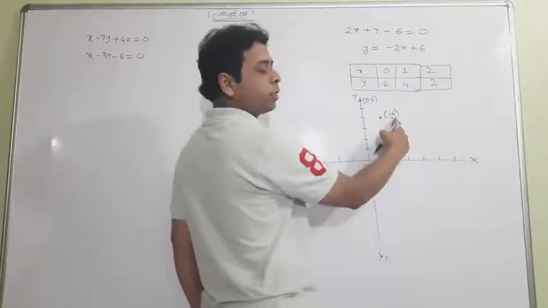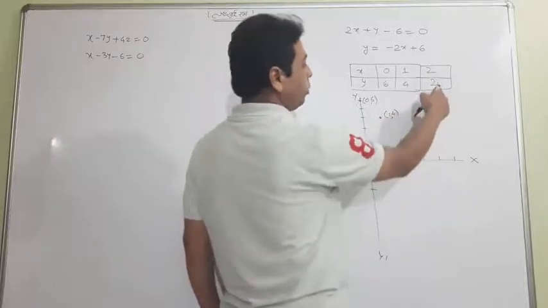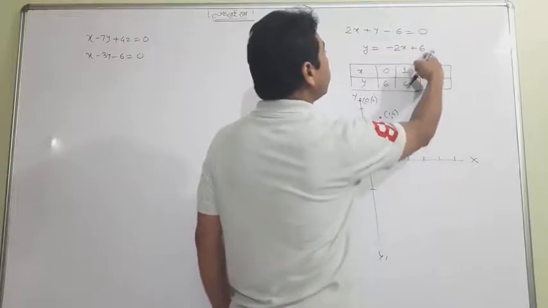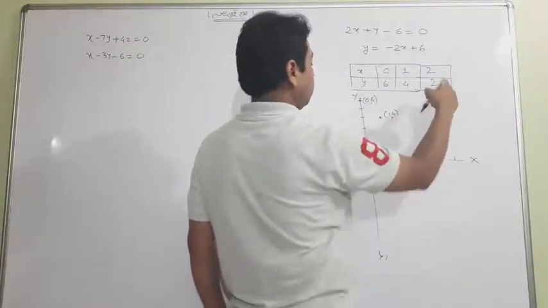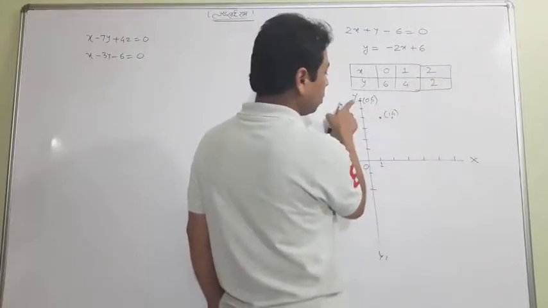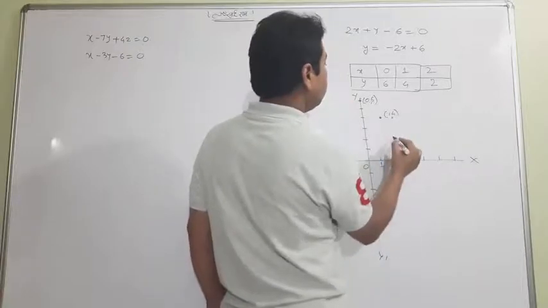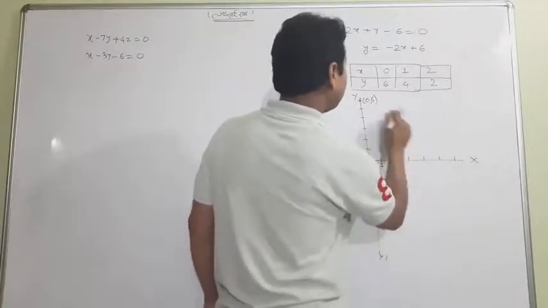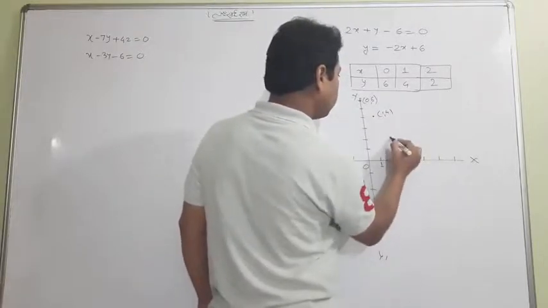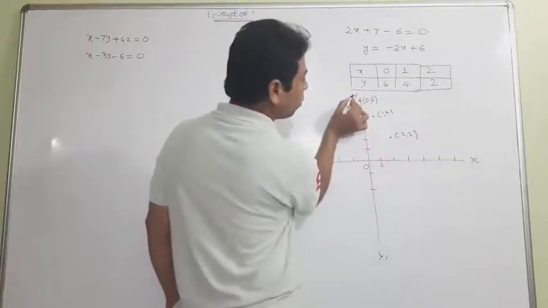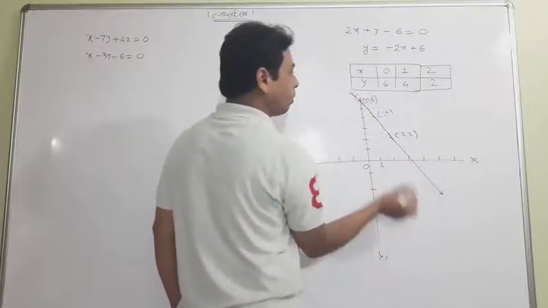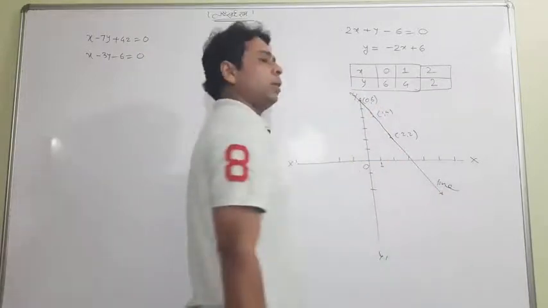Always, the point in a coordinate system. Then (2, 2): 2 twos are 4, -4 + 6 is 2. So this is 4 and 0 it is 6. So (0, 6) here, this is (2, 2), and (1, 4). Okay, fine. Now, this is a freehand picture, so maybe there is a little mistake. No worry about it. It is a line. What you got is a line.